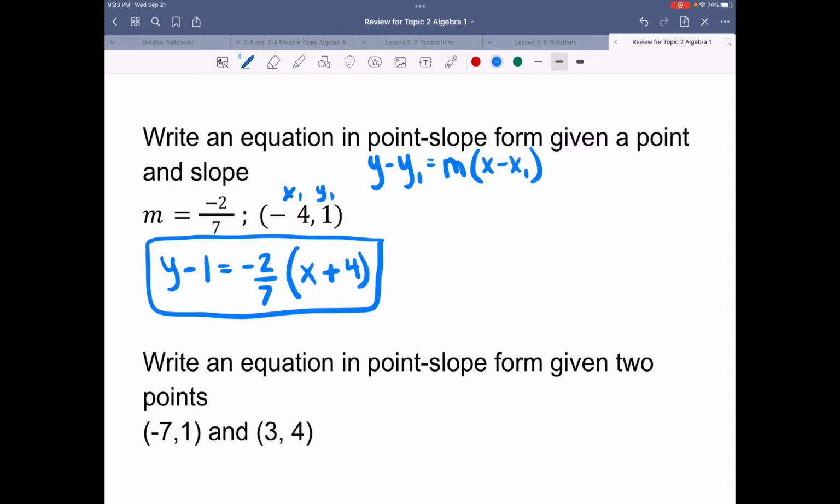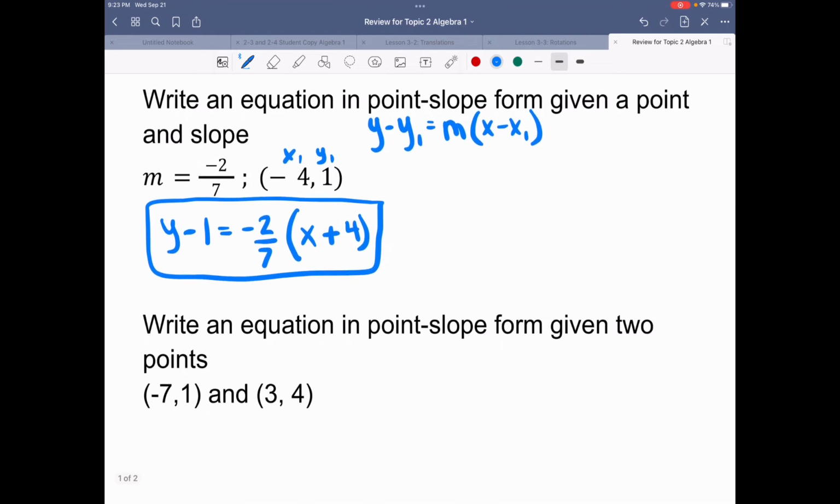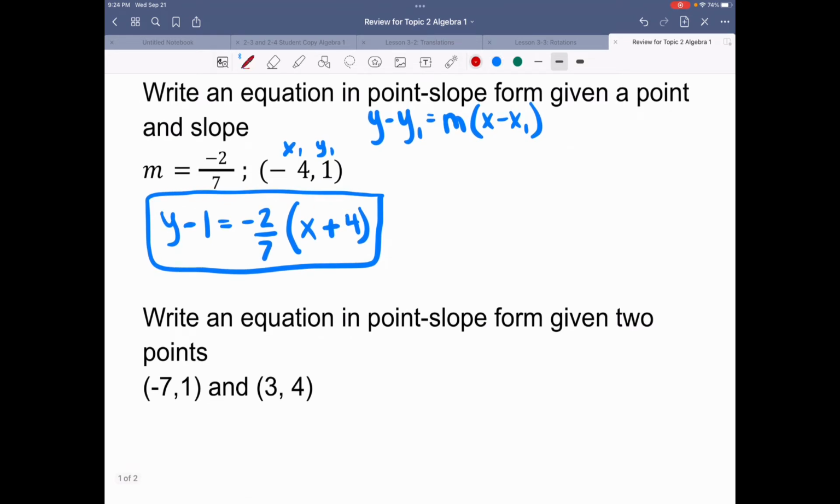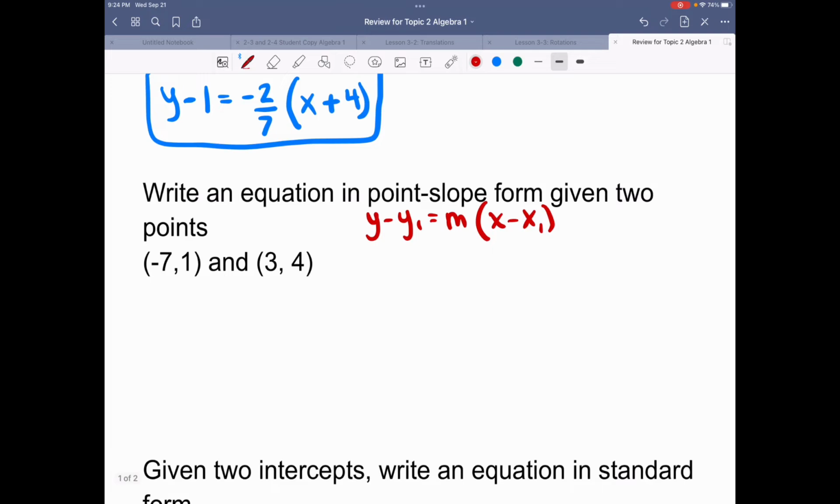The next problem is write an equation in point slope form given 2 points. So for this, again, let's practice writing point slope. Y minus the y coordinate equals m, the slope, parentheses x minus the x coordinate, which is x1. Well, the first thing we have to do here is find the slope. So step 1, find slope. You should know how to do this.